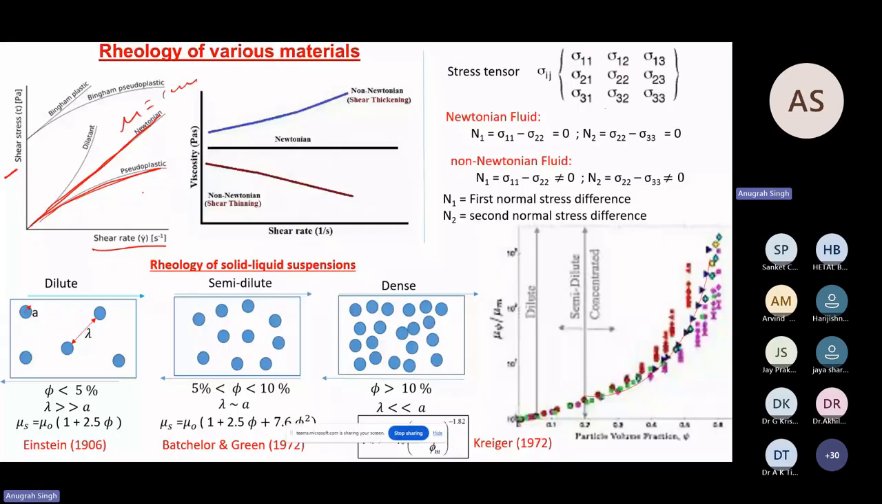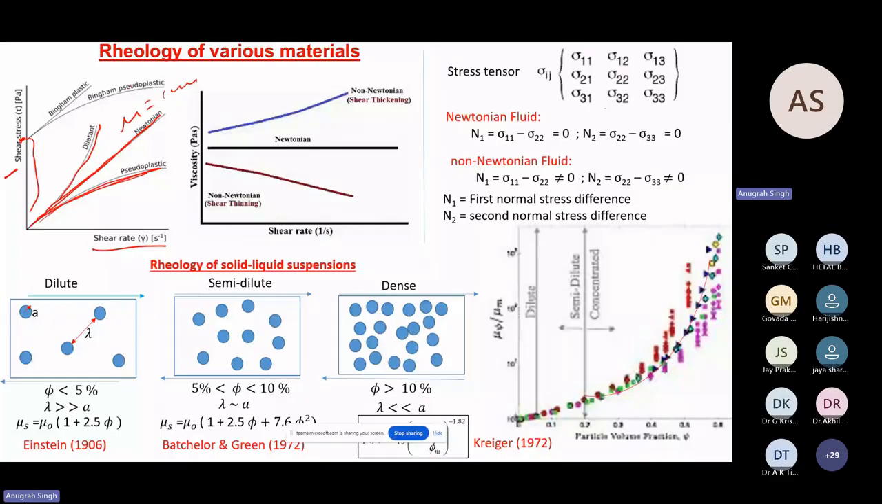Here the slope is decreasing, which means mu is decreasing and it becomes less and less viscous. So this is shear thinning. The opposite is shear thickening, or dilatant. You can also have a material like toothpaste where you need to apply a certain yield stress, and only then it will start flowing. So this is your yield stress. You'll have Bingham plastic, or Bingham pseudoplastic if it has yield stress and also shear thinning. Most toothpastes and ketchups are Bingham pseudoplastic.